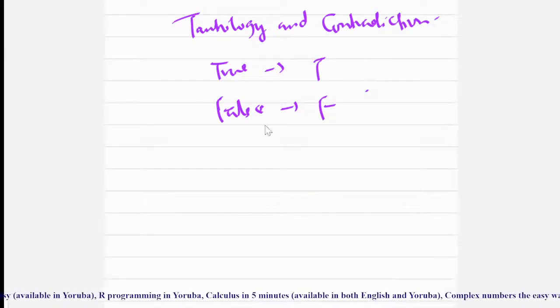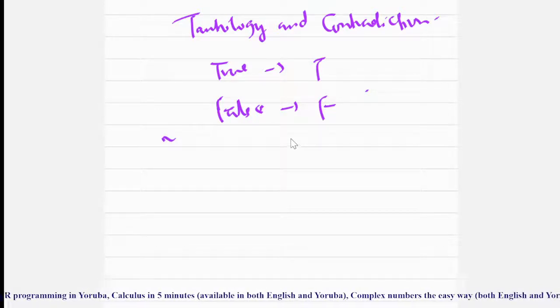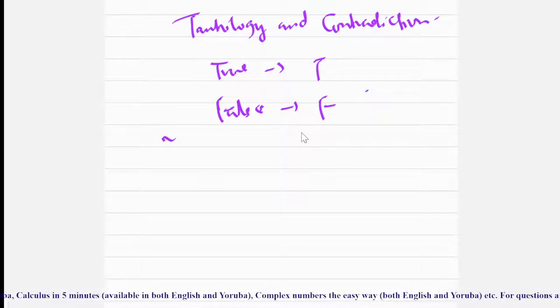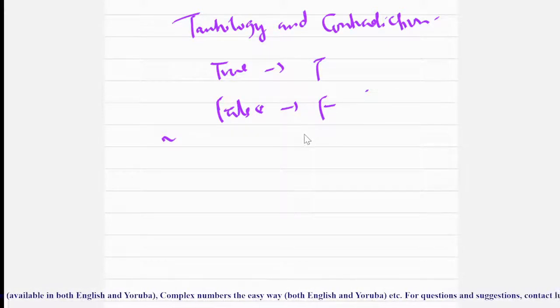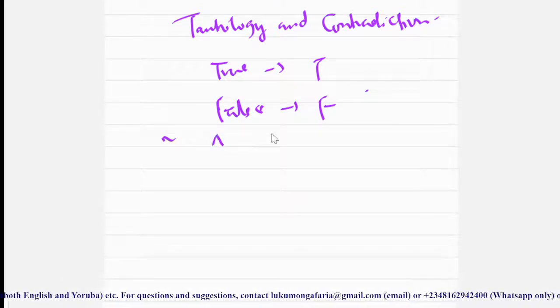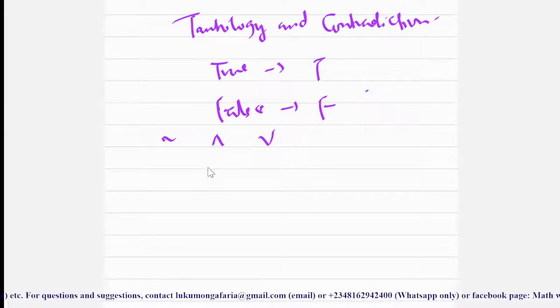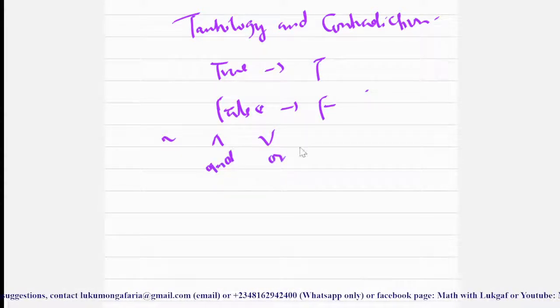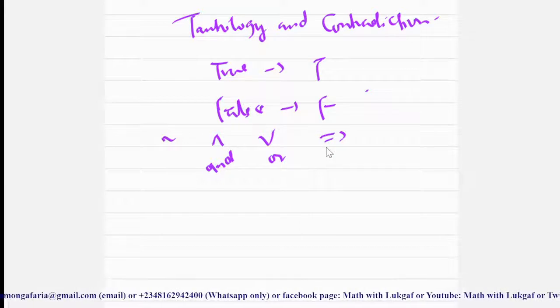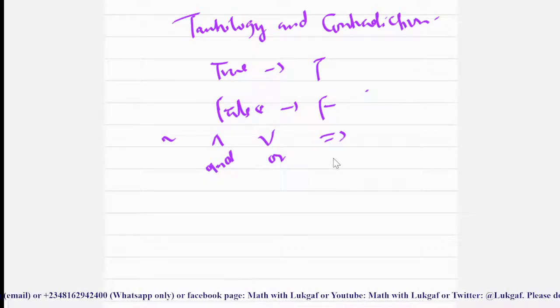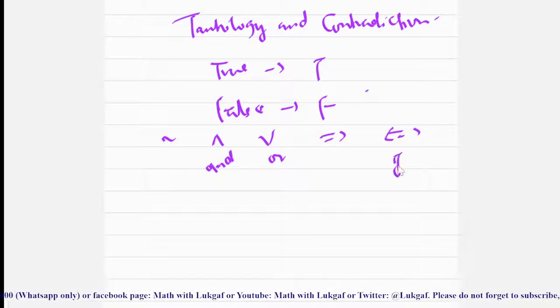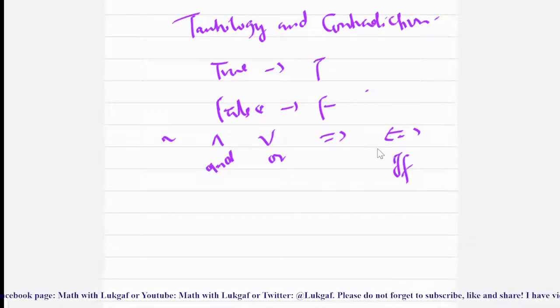So don't forget your connectives. We have the negation, which I explained, of all the five logical operators we have, it is only this negation that is applicable to a simple statement. The rest, being conjunction, disjunction, conjunction is the same thing as and, disjunction is the same thing as or, if then, which is the same thing as implication, and if and only if. You can use them to combine or join two simple statements together. That is when you have a compound statement.